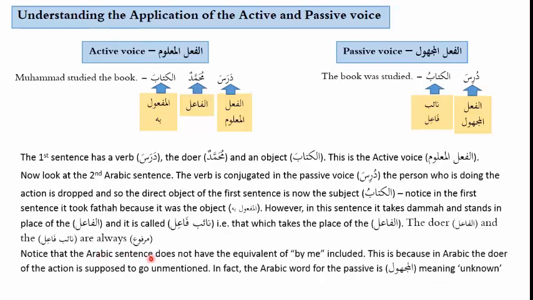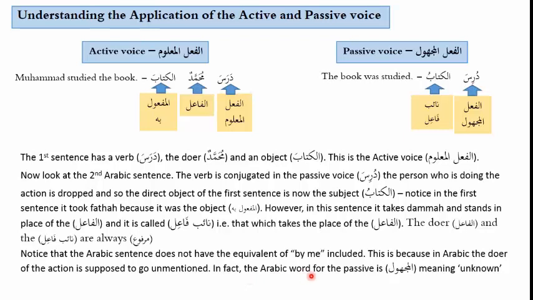Now notice that the Arabic sentence does not have the equivalent of "by me" included, right? So here in English, if you translate it, the book was studied by me. That's what is implied. Or you can even say that. But in Arabic that is not so. This is because in Arabic the doer of the action is supposed to go unmentioned. In Arabic it is clear, the doer of the action is not supposed to be mentioned.